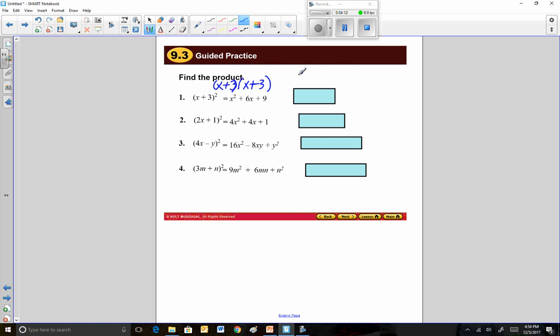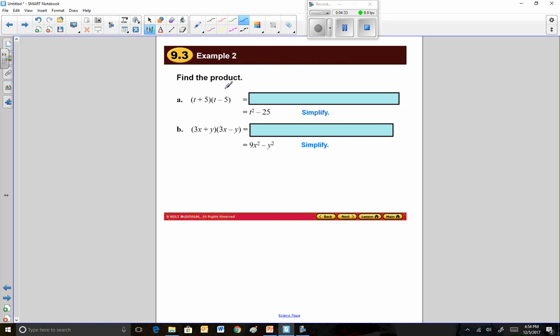x times x, x squared. x times the 3, 3x. Now I'm going to distribute the positive 3 times x, positive 3x. Positive 3 times positive 3, positive 9. Combine your like terms and you get this answer. All right, one more example. What if we need to find the product of these two binomials multiplying?